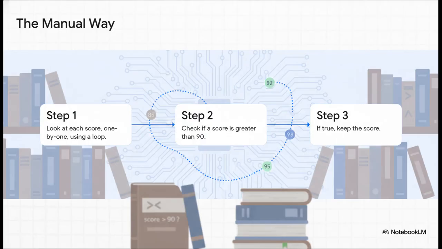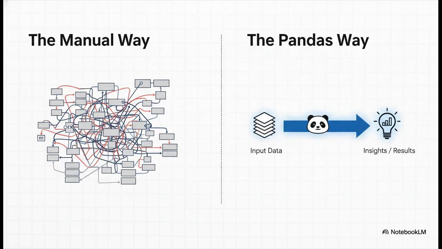So one way to do it is the long way. We could write some code to go through every single score, one by one, checking if it's over 90. I mean, it works, but that's like trying to find a specific book in a library by pulling out every single book and checking the cover. But come on, that manual way is just too slow, and you end up writing a lot of code.